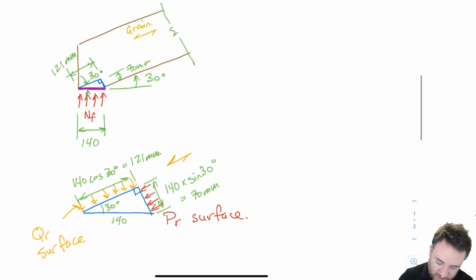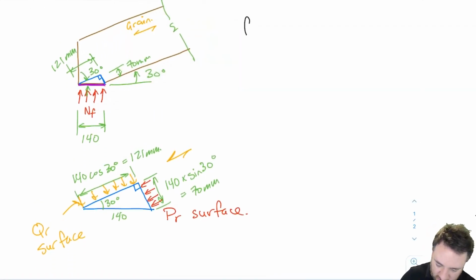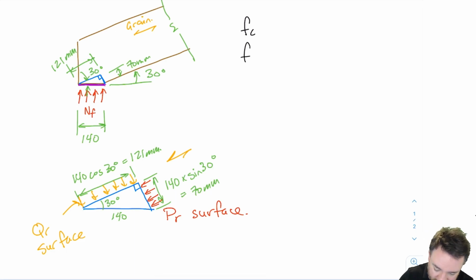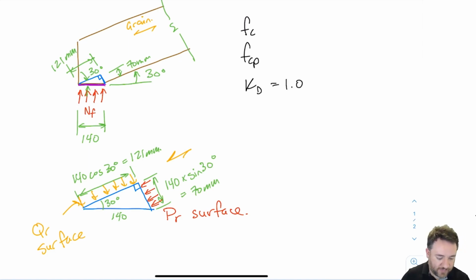Let's summarize what our strengths are. First, we're going to need FC for our PR surface strength, because that's compression parallel to grain. We're going to need FCP for our perpendicular to grain strength. We're going to need KD, which we know equals 1.0 because we're talking about standard load duration. And we're going to need our KSC for our parallel strength, because that's the service condition for parallel. We're going to need our KSCP for our perpendicular to grain service condition factor.